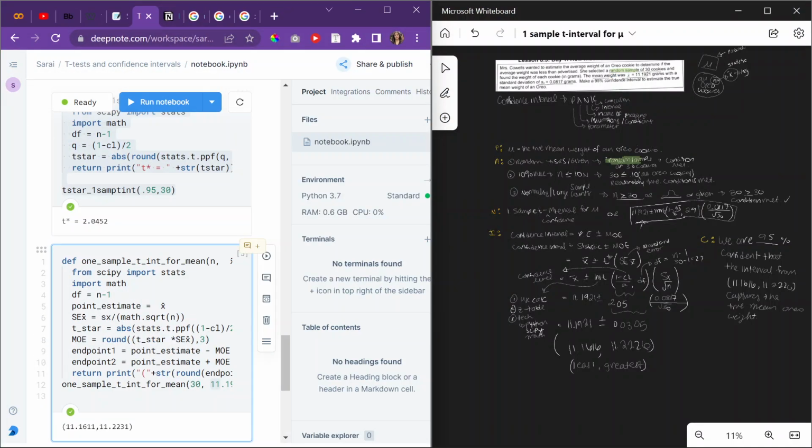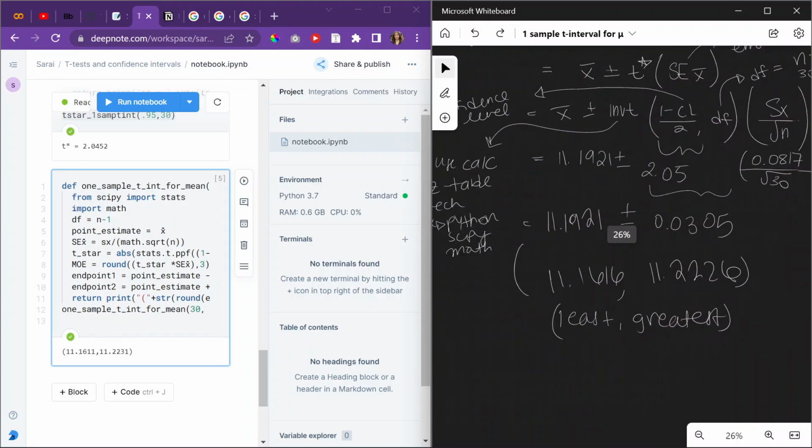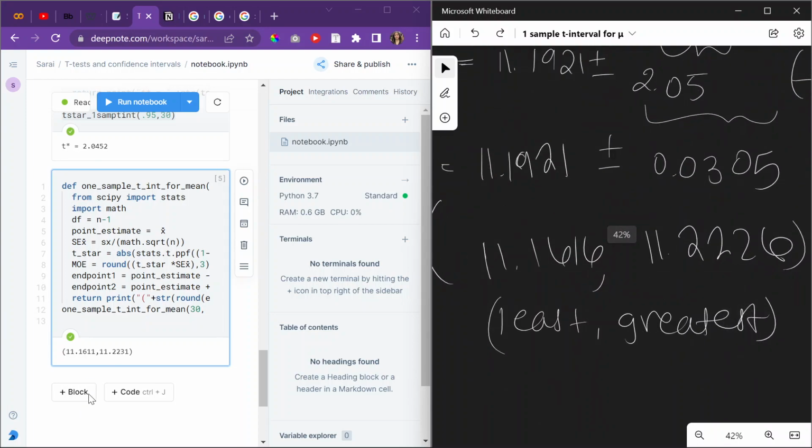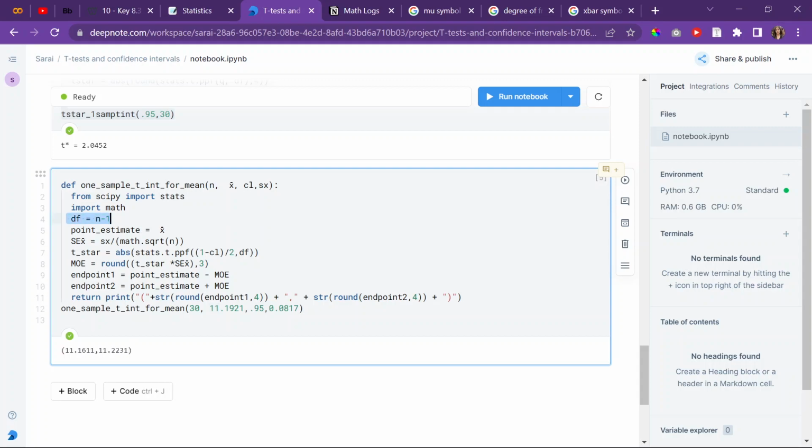So it's the same math that we did except in code, so again, just so you could see that and confirm my work. See, we got a confidence interval of 11.1616, and then over here we have 11.1611, which is pretty close. And then we have 11.2226, and then over here we have 11.2231, which is, it depends. Okay, so that's fine. Again, we just did df is equal to n minus 1, like we stated what it was. Point estimate is equal to x bar, which is our statistic. Standard error of x bar is equal to the standard deviation of x divided by the square root of n, right, which is math.sqrt in Python.